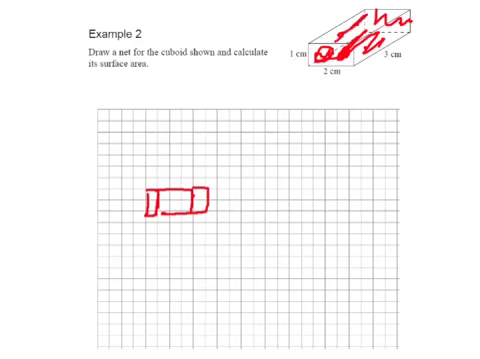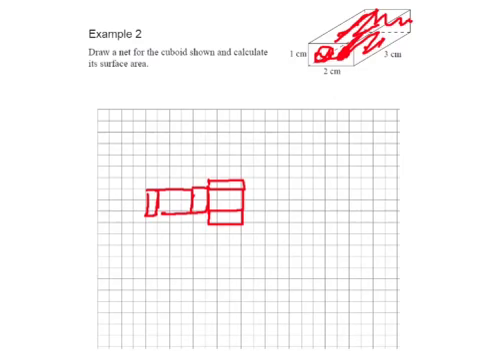And now let's do the top here. And so it's a 2 by 3. And now we have to do the sides. The side is 1 by 3. And this is what our net looks like.